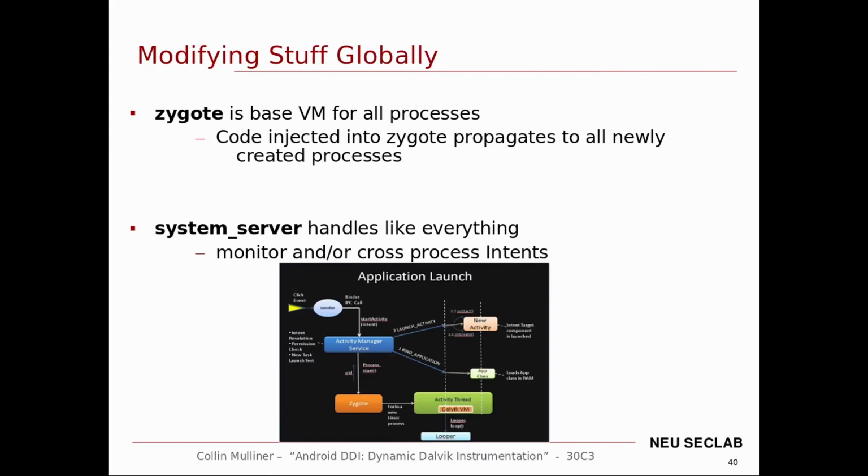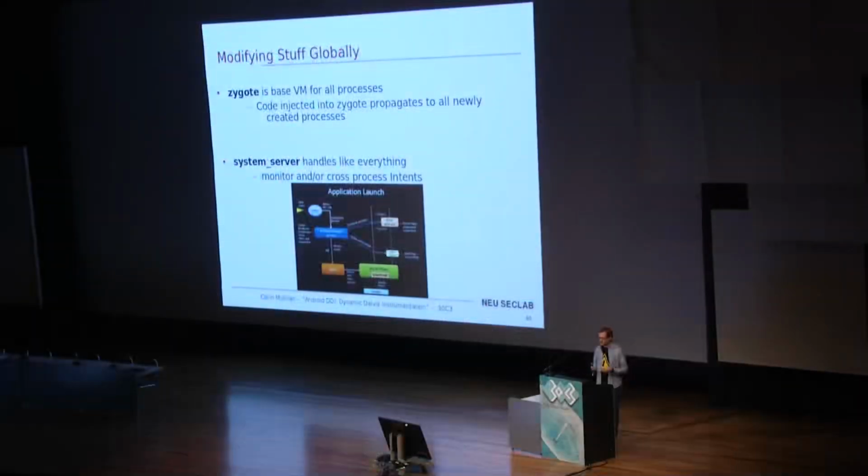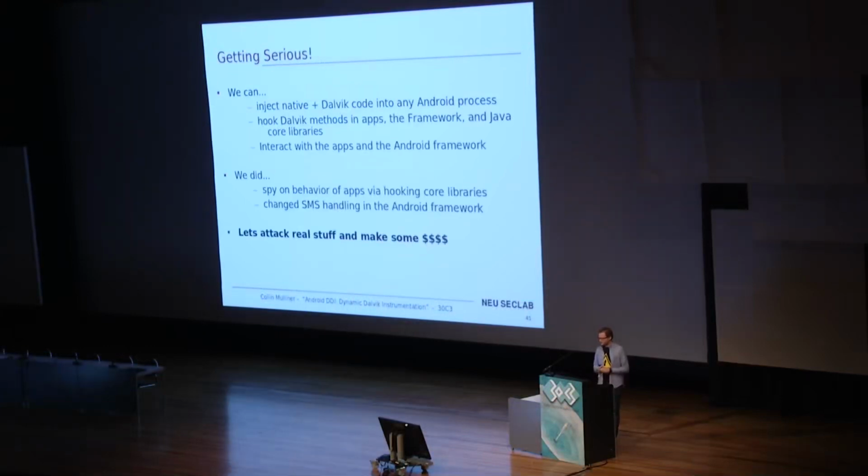So one thing you can do is, hey, let's disable signature checking on the device globally. Then you can just inject our verifier that always returns 1 into Zygote, and then basically signature verification is gone everywhere in the whole system until you, of course, reboot. But there are many other applications where you want to do global instrumentation.